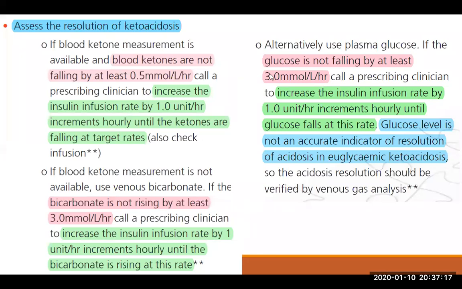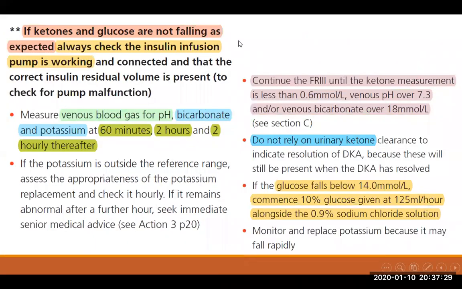Glucose level is not an accurate indicator for resolution of acidosis in euglycemic ketoacidosis. So the resolution of DKA, how to know it? If the ketone, and this is very important, and the glucose are not falling as expected, always check that the insulin infusion pump is working, because there may be malfunctioning of the insulin syringe pump. Measure venous blood pH, bicarb and potassium at 1 hour, 2 hours, and every hour thereafter. Continue fixed rate insulin infusion until resolution of DKA.